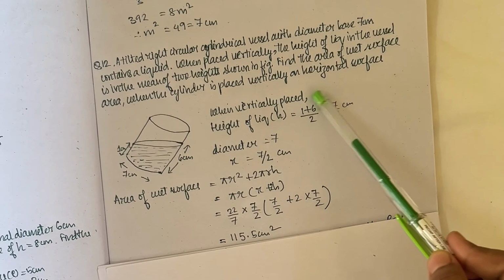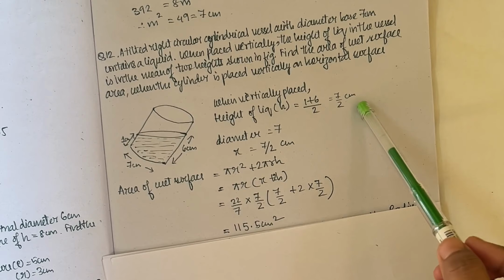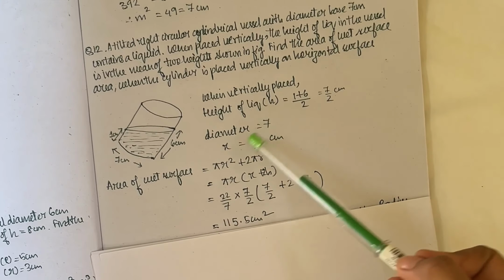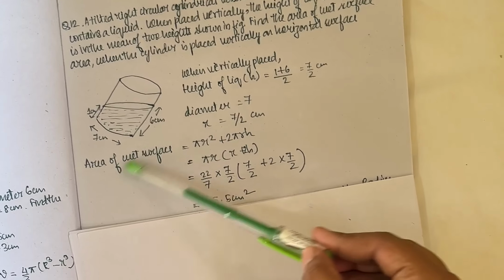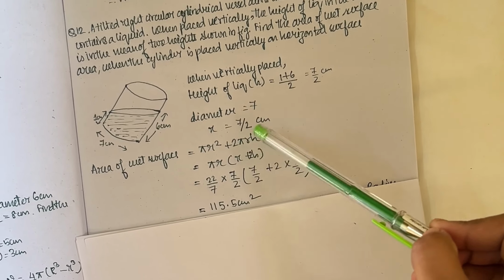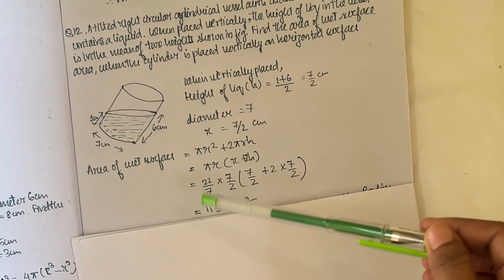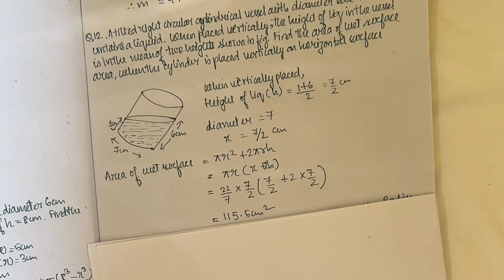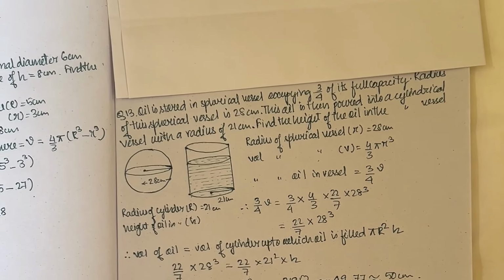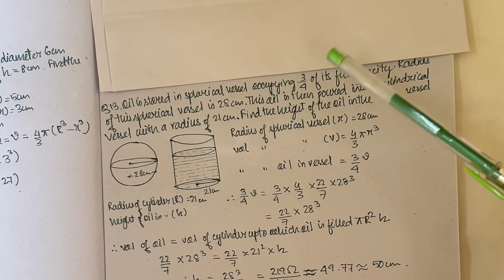So when vertically placed, the height of the liquid H is 6 plus 1, that is 7 by 2. Now diameter is 7, so radius will be 7 by 2. Area of the wet surface, that means the touching part, is pi r square plus 2 pi r h. Substituting each of the values and getting 115.5 centimeter square.